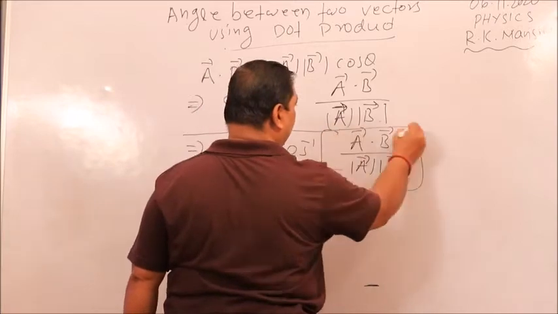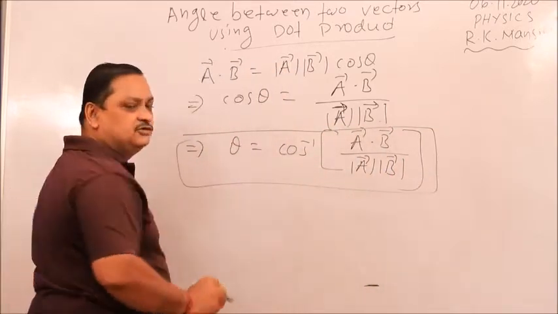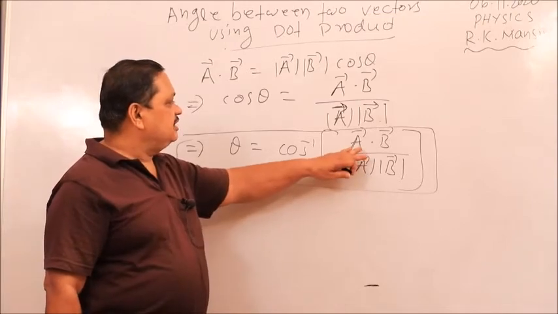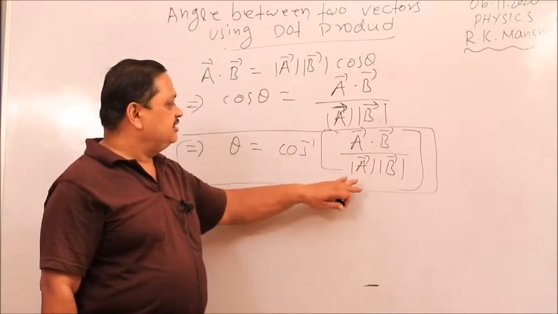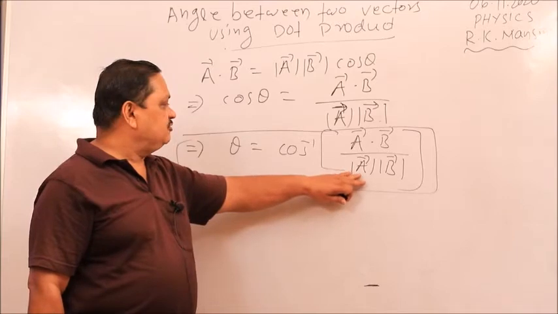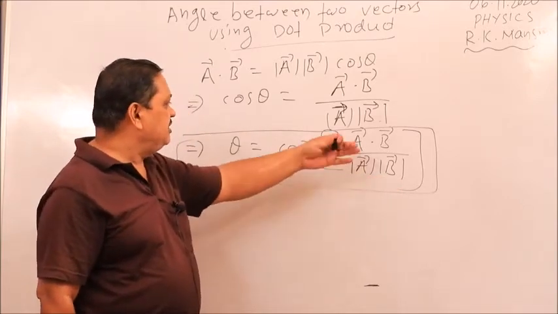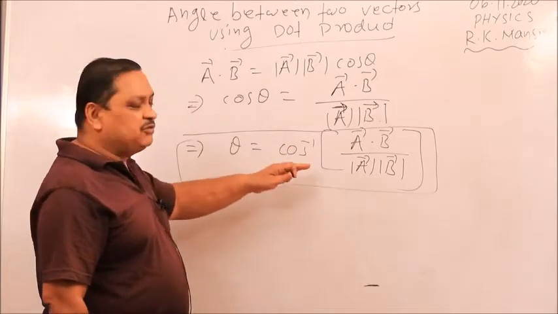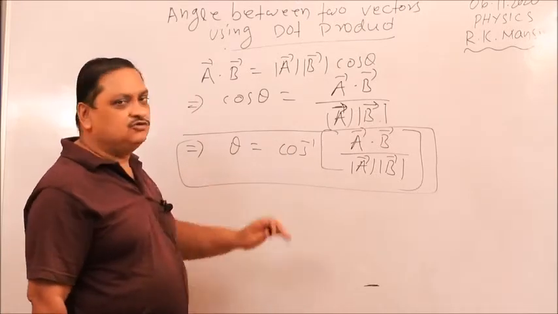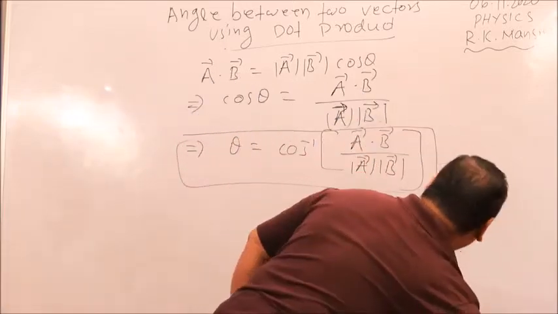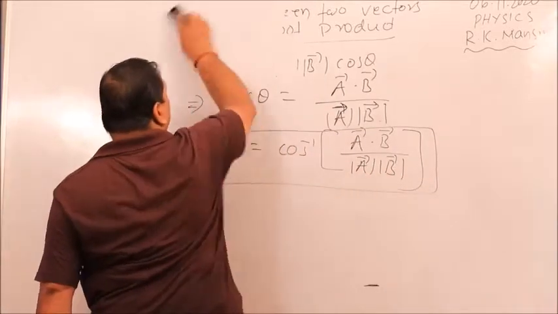This is the formula to find the angle between two vectors. So we have to find the dot product between two vectors, then individually find the magnitude of vector A and the magnitude of vector B. Then we put the values in this formula, and we can get the angle between two vectors. So now we will consider an example of how to find the angle between two vectors.